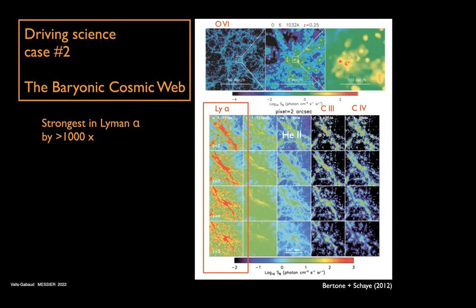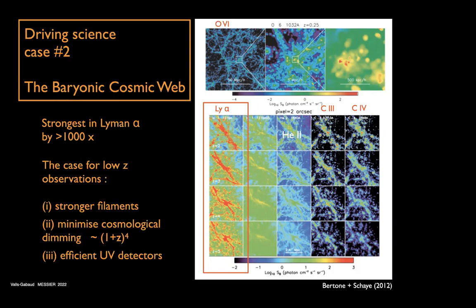The idea here is to look at Lyman-alpha at low redshift, and there are 3 reasons for that. First, the stronger filaments are predicted at redshift below 1. Second, you minimize cosmological dimming. Remember that surface brightness to first order is independent of distance: the flux decreases like distance squared, but the area increases like distance squared. Therefore, to first order, surface brightness is independent of distance. But of course, on larger scales you have the expansion of the universe, and that produces a dimming like (1+z)^4. And the third piece of good news is that now we have efficient UV detectors, so we can look at Lyman-alpha at low redshifts.